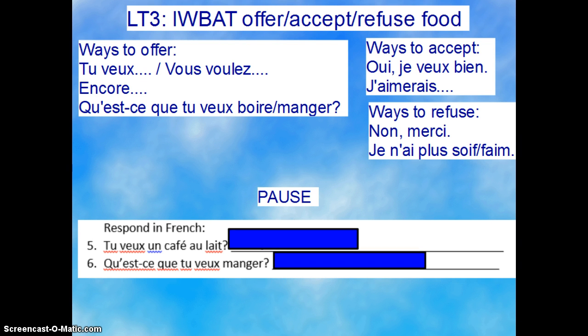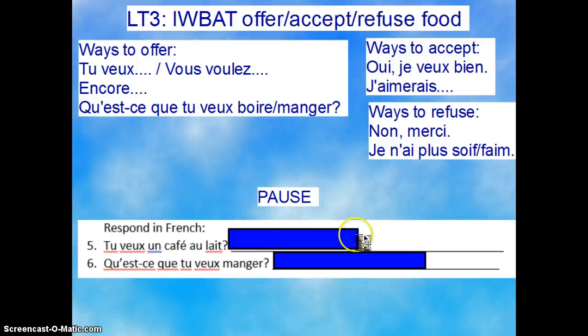Ways of refusing include non merci, as in no thank you, non ça va, which is not on our list, and je n'ai plus soif, or je n'ai plus faim, which is I'm no longer hungry or thirsty. So again, I'd like you to pause the video. First of all, you'll have to figure out what the questions mean down below, and then make sure that you answer those questions in French. Don't translate them, answer them.